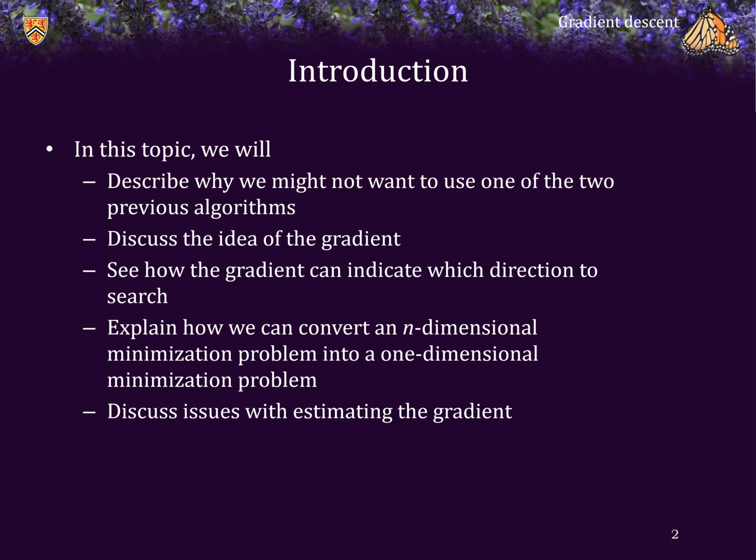So in this topic, we will describe why we may not want to use one of the two previous algorithms. We'll discuss the idea of the gradient. We will see how the gradient can indicate which direction we should be searching, and we will then see how we can use this to convert an n-dimensional minimization problem into a one-dimensional minimization problem. We will conclude by discussing issues with estimating the gradient.